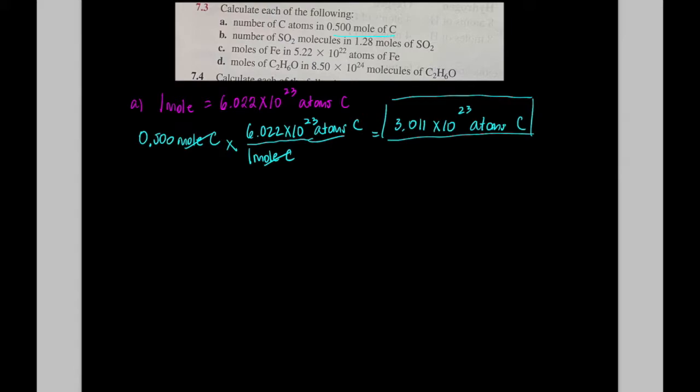For problem B, we want to know the number of SO2 molecules in 1.28 moles of SO2. So what we need to recognize, once again, is that 1 mole of SO2 is equal to 6.022 times 10 to the 23rd molecules of SO2. So that's a whole bunch.